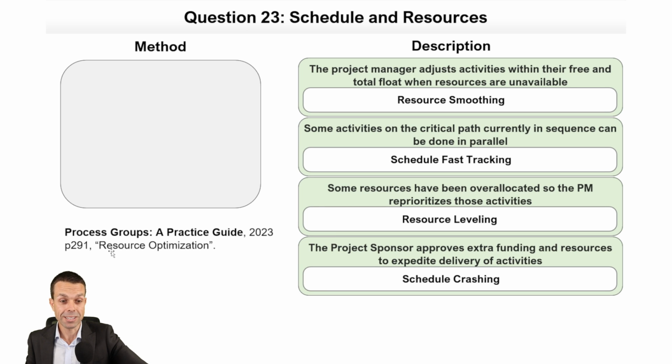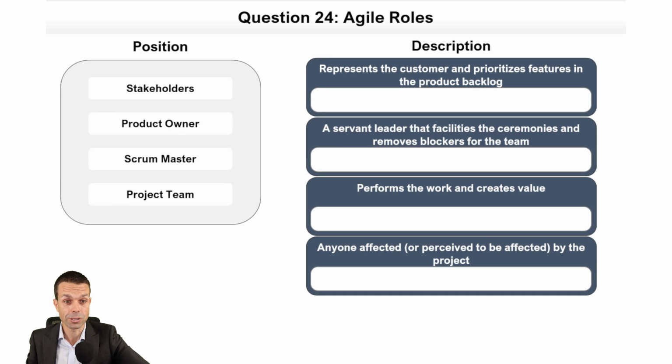Under resource optimization, page 291, under process groups, a practice guide. How did you go with that one? Pretty essential to know those things.